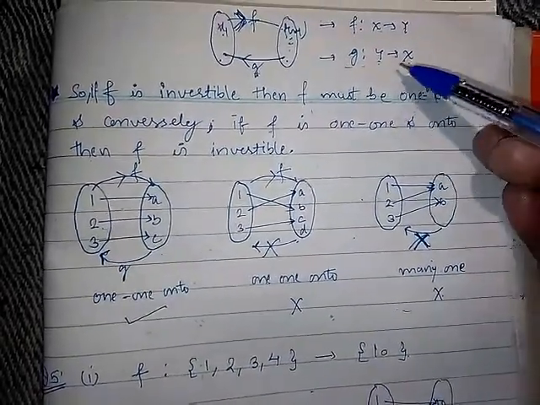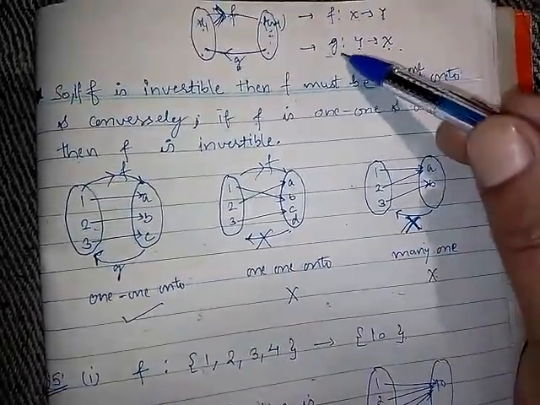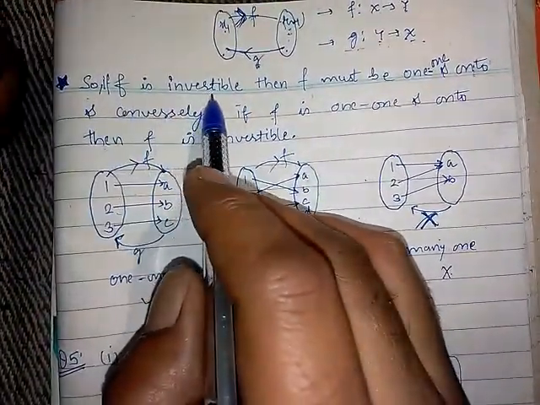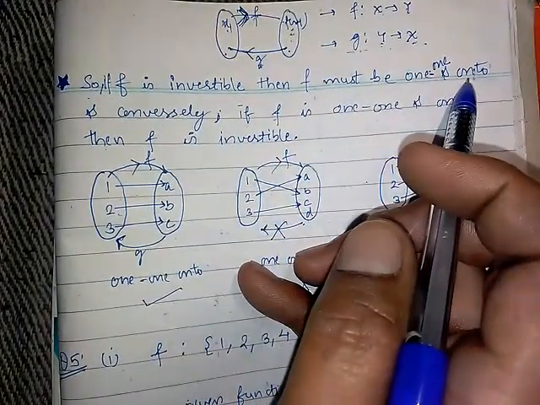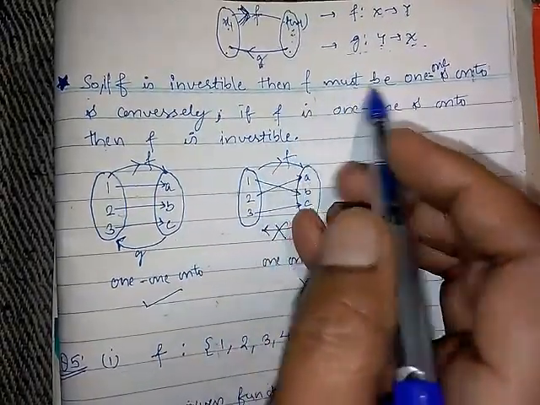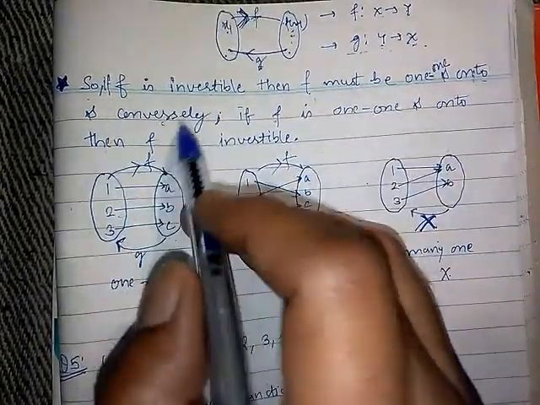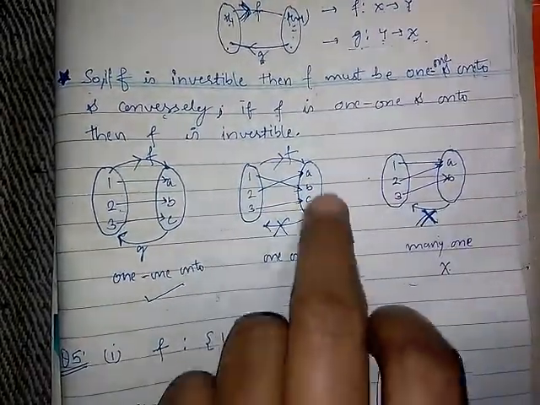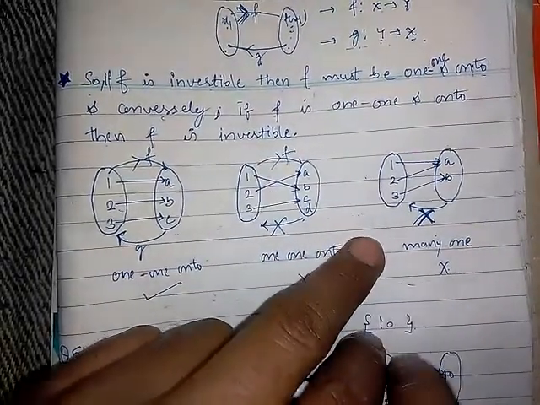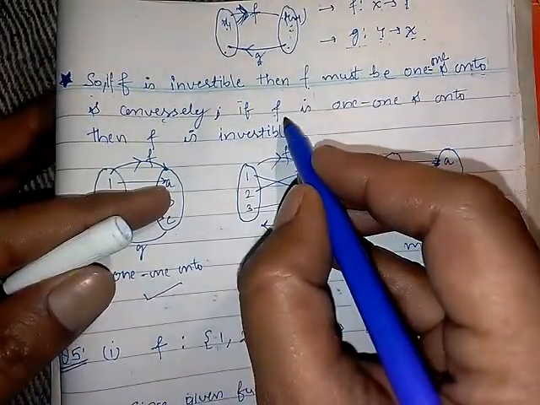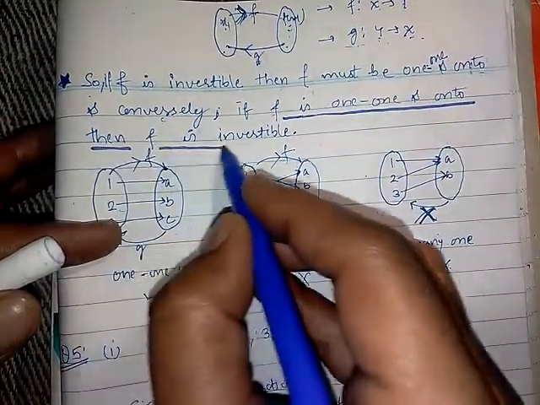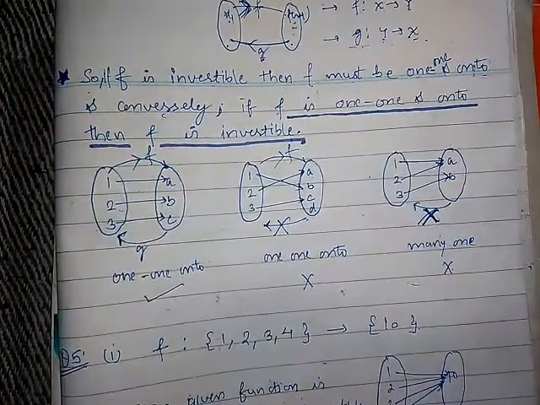So how is this possible? There exists a function g such that y to x. How is it possible? If f is invertible, then f must be 1-1 and onto. Okay, if f is invertible, then f must be 1-1 and onto, and conversely we can also say if f is 1-1 and onto, then f is invertible. So this is the condition which is required for you to prove a function invertible. Clear? This we will use in the problems given in the exercises. So this is very important.